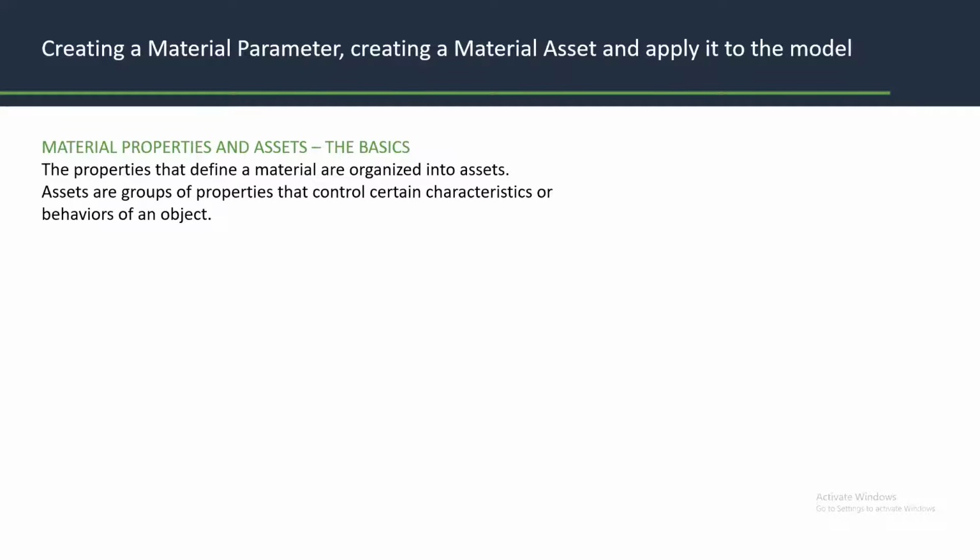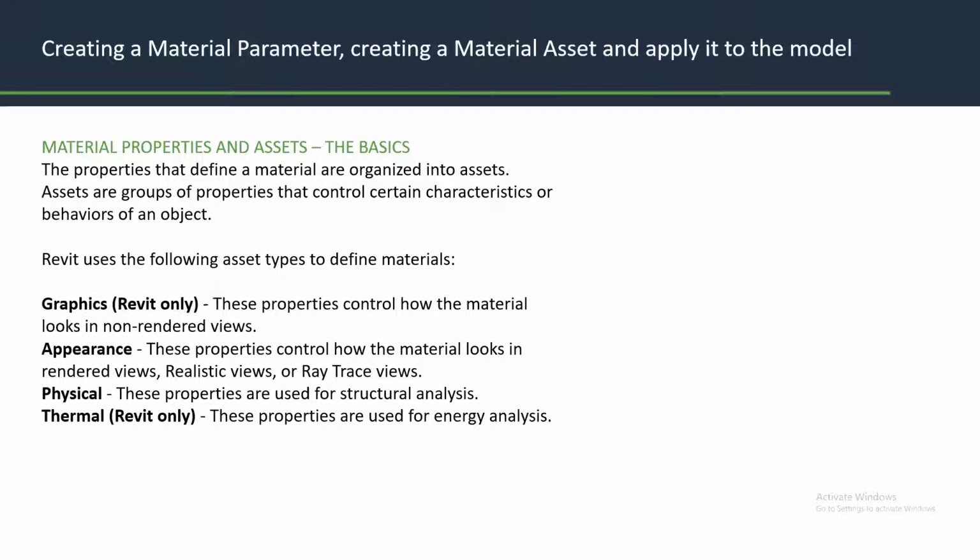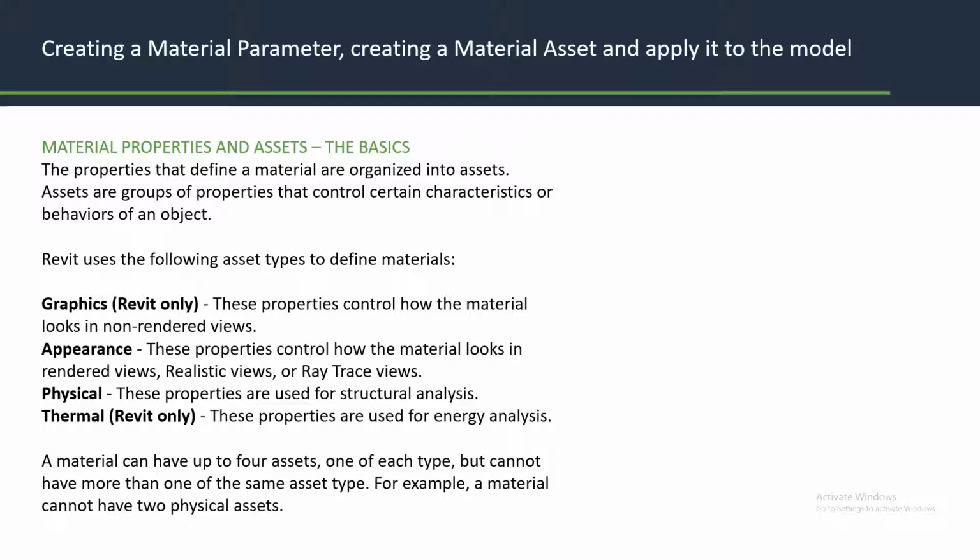So properties that define a material are organized into assets, and then assets are properties that control characteristics of an object within Revit. So Revit uses 4 types of assets: graphics, appearance, physical, and thermal. And a material can have up to 4 assets, 1 of each type, but it can't have more than 1 of that same asset.